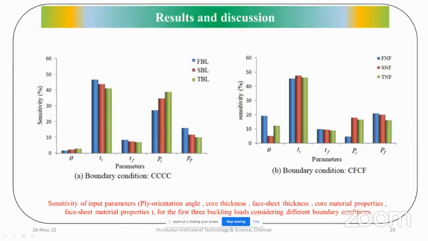This is for the CCCC boundary condition, and this is for the CFCF boundary condition. Irrespective of the boundary condition, either CCCC or CFCF, the core thickness TC is the most important parameter. As we discussed in the introduction itself, as the core thickness increases, the stiffness of the plate will increase. So the core thickness is the most important parameter in the global response of the structure.